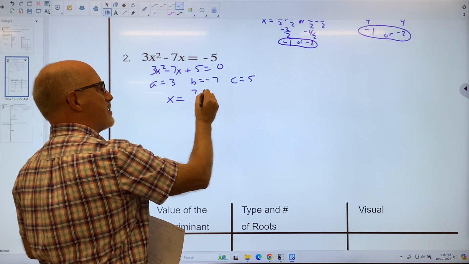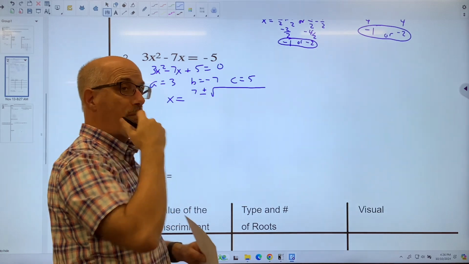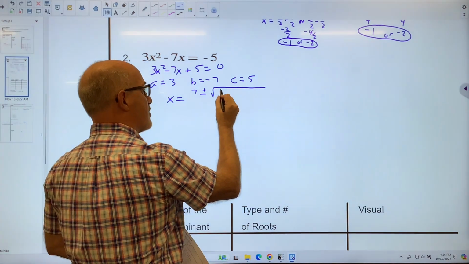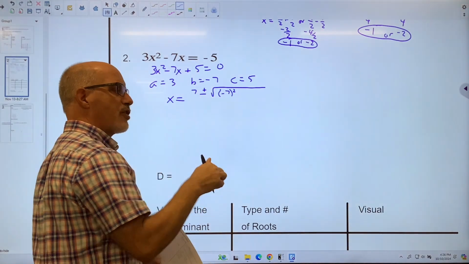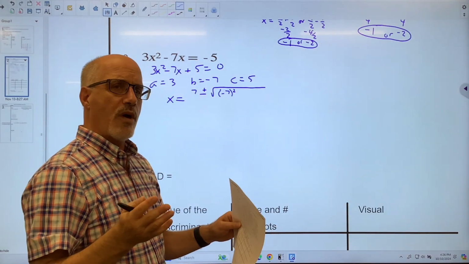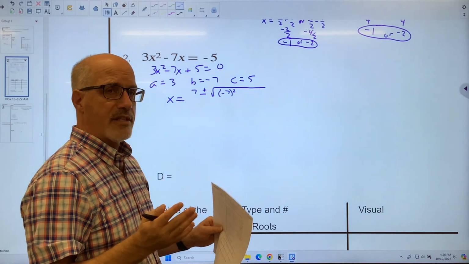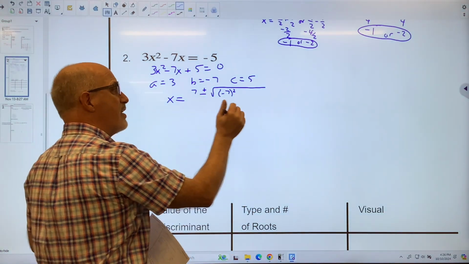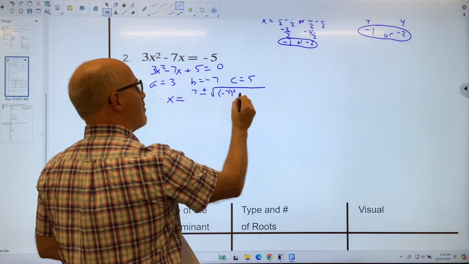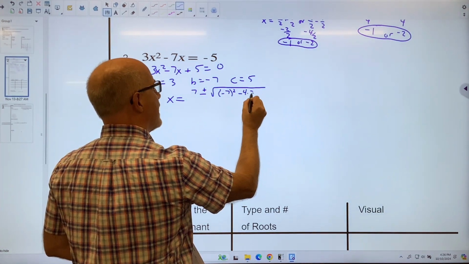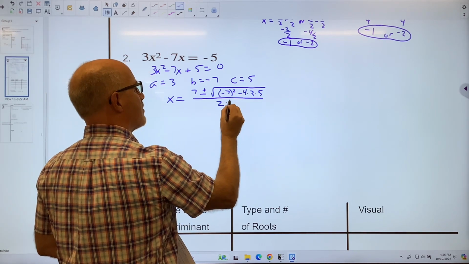The opposite of b is positive 7, plus or minus the square root of b squared. Remember, I'll write this one out just because people make this mistake. You have to make sure you square the entire quantity, negative 7. So if you put it in your calculator, put it in parentheses, because that's going to be a positive. If you don't put parentheses on, your calculator is going to give you a negative. Minus 4 times 3 times 5, 4ac, all over 2 times 3.